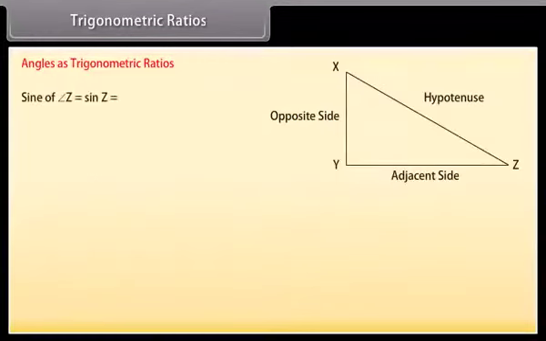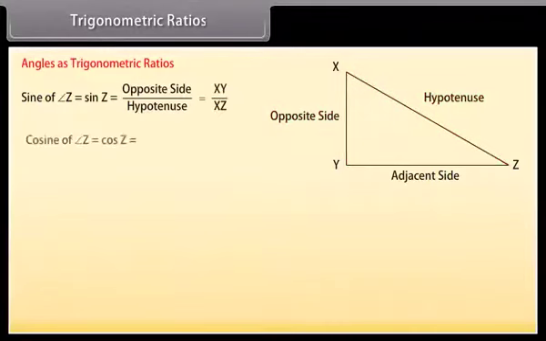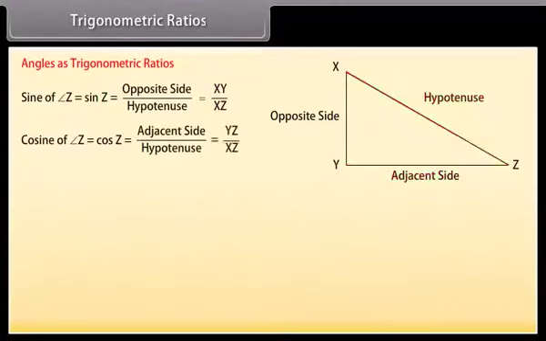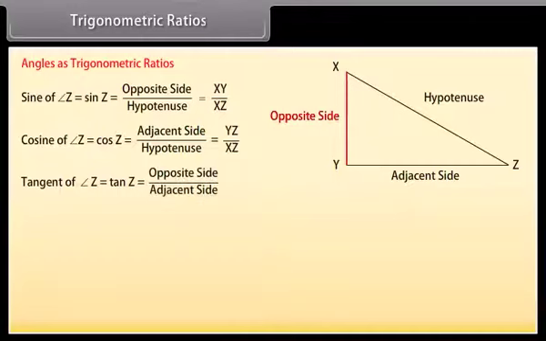Let us now express different measures of angle Z as ratios of the sides of triangle XYZ. Sine of angle Z is equal to sin Z, which equals opposite side upon hypotenuse. Cosine of angle Z is equal to cos Z, which equals adjacent side upon hypotenuse. Tangent of angle Z is equal to tan Z, which is equal to opposite side upon adjacent side.